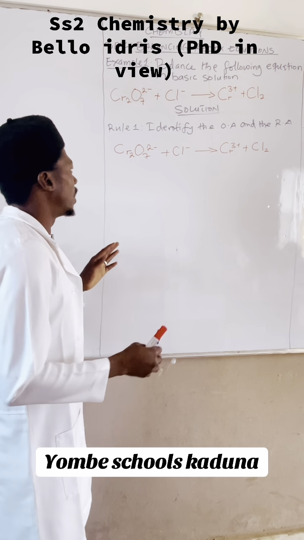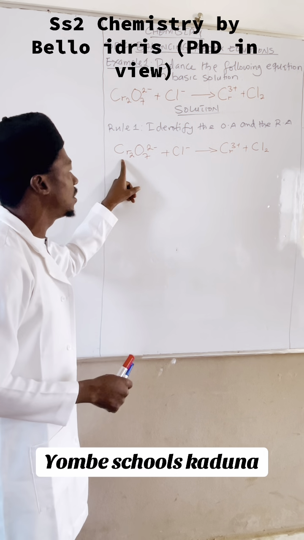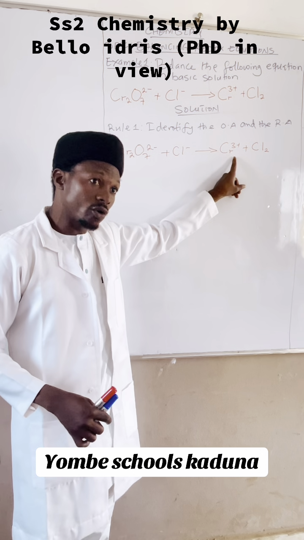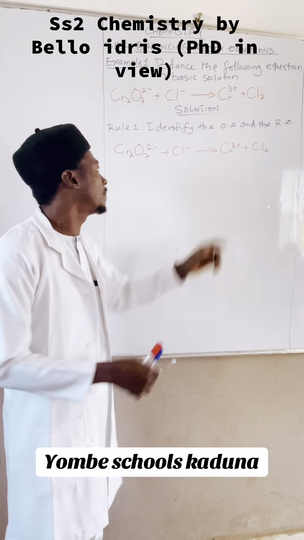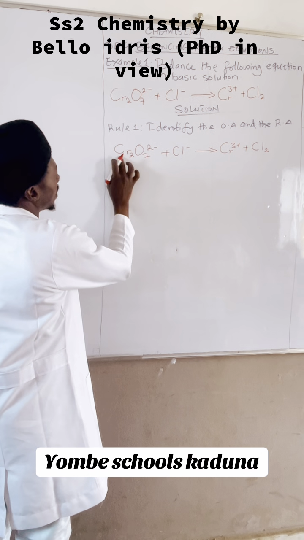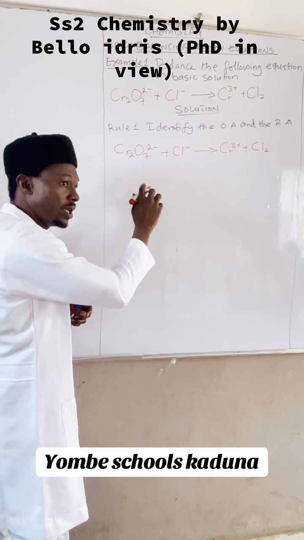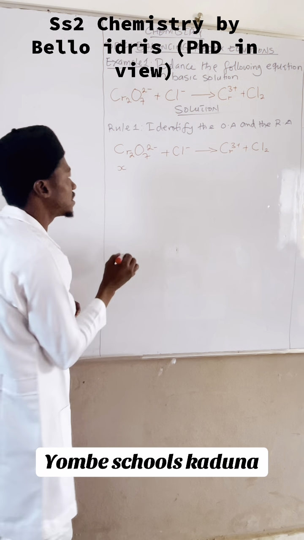Now, we can identify the oxidizing and reducing agents using the following method. Number 1 is by checking the oxidation state of chromium at the beginning of the reaction and the oxidation state of chromium at the end of the reaction. We have to calculate the oxidation state of chromium. Since we are calculating for chromium, we let it be X.